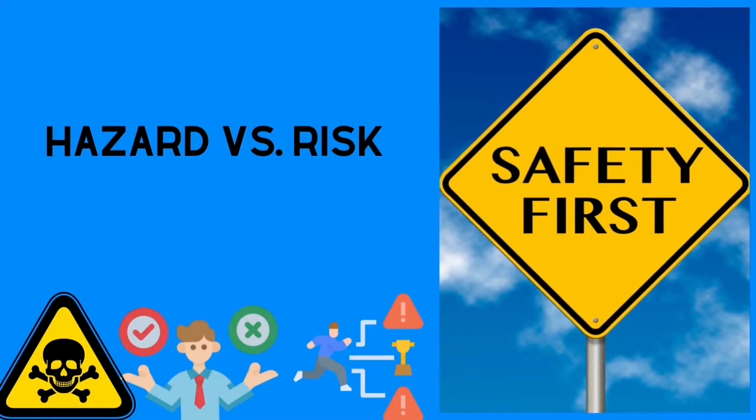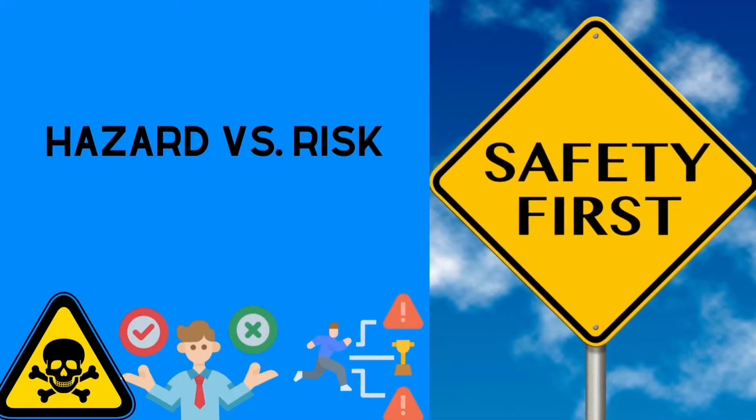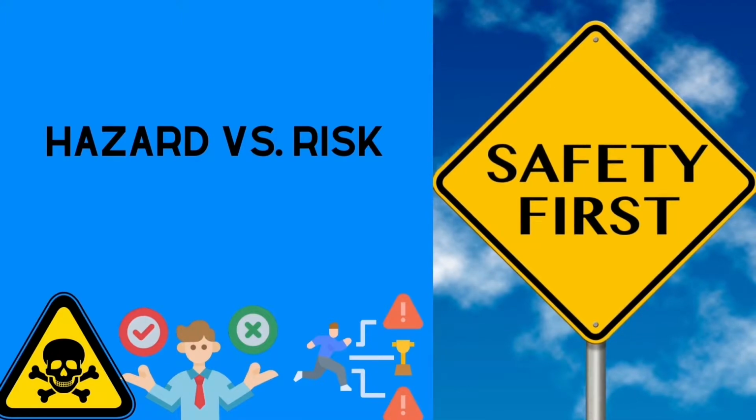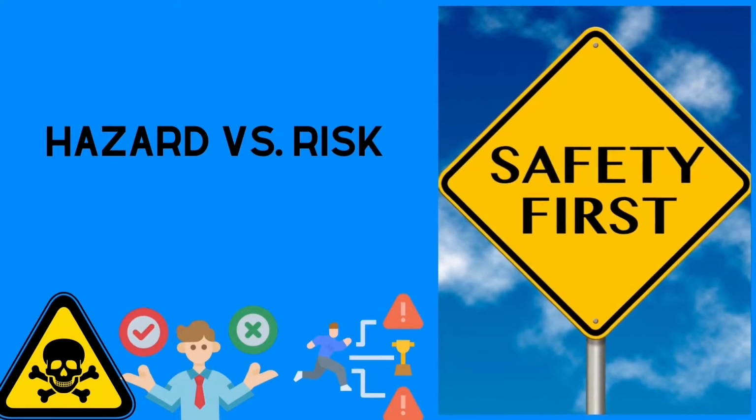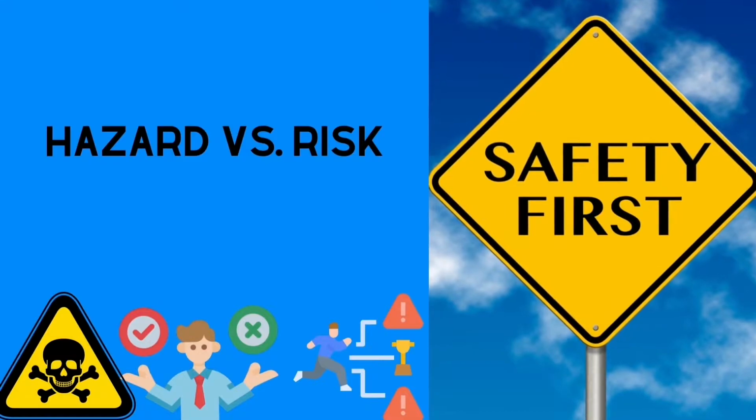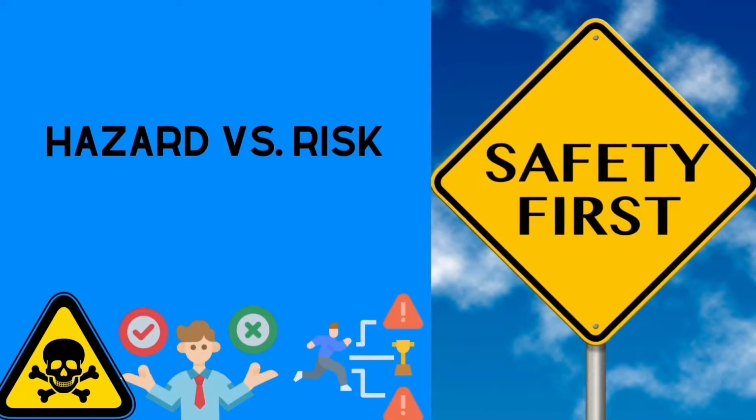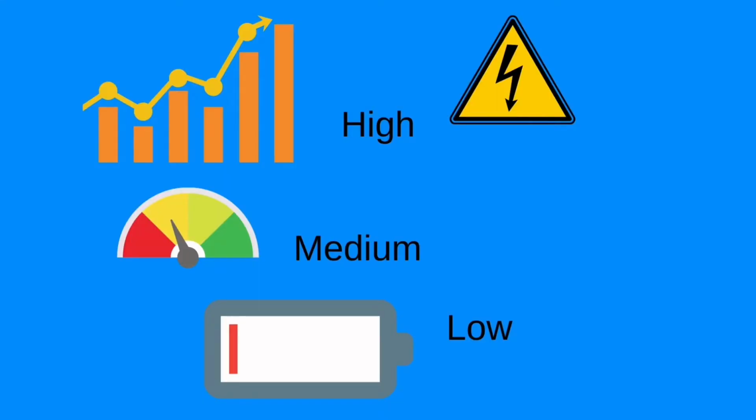You may be asking, what is a hazard and what is a risk? A hazard is anything that could cause harm. And risk is a combination of two things: the chance that the hazard will cause harm and how serious that harm could be. What does this mean? Risk is usually described as being high, medium or low.